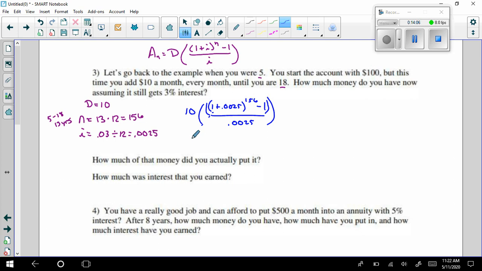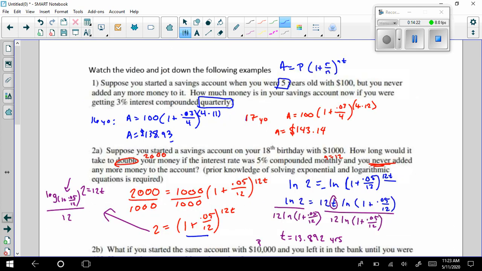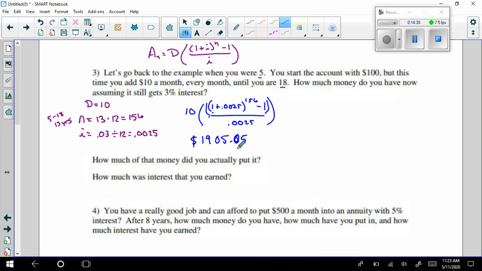And so this account has 1905.05 in it, which, if we go back to the one where we were 5, is a lot more by just adding that $10. And granted, we're talking 18 years old, so we would have a little more than 143 in there, but that's a lot more. So how much did you actually put in?